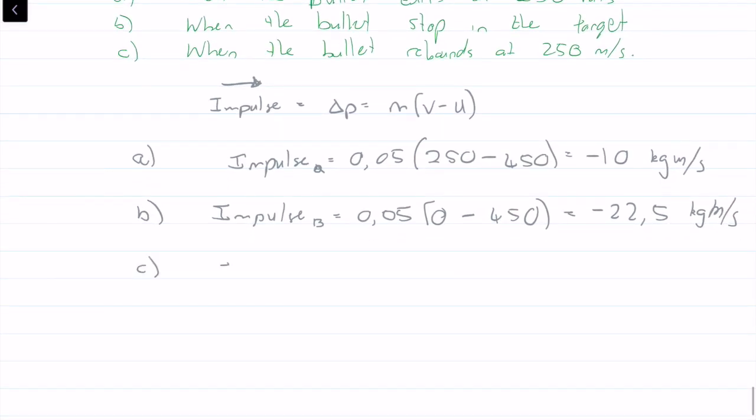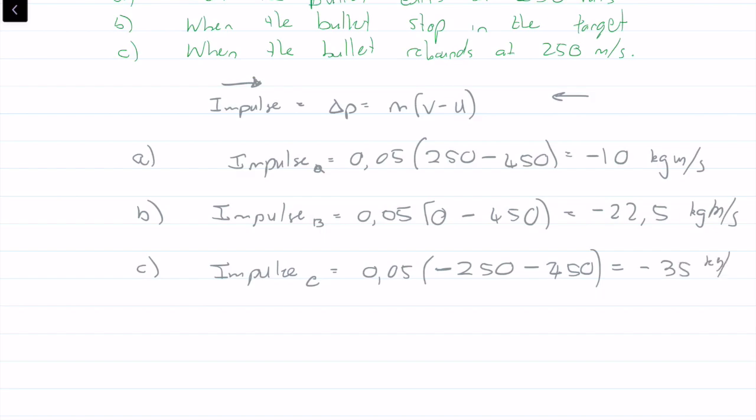And finally, for C, impulse C is equal to mass times velocity change. It's rebounded, so that means it's changed directions. It was traveling in this direction, and when it rebounds, it changes direction. So our velocity is going to be negative. This is very important. Minus 250 minus 450 is equal to, and let's plug that into our calculator, and we get a value of minus 35 kilograms meters per second.